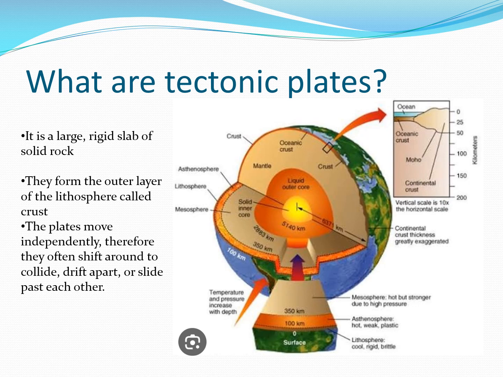A tectonic plate is defined as a large rigid slab of solid rock. The tectonic plates form the outer layer of the lithosphere, which we call the crust. The plates move independently, therefore they often shift around to collide, drift apart, or slide past each other. The plates include both the land and the ocean parts.